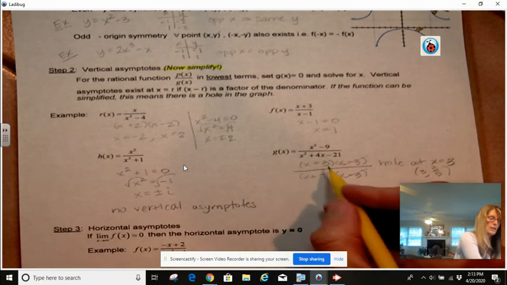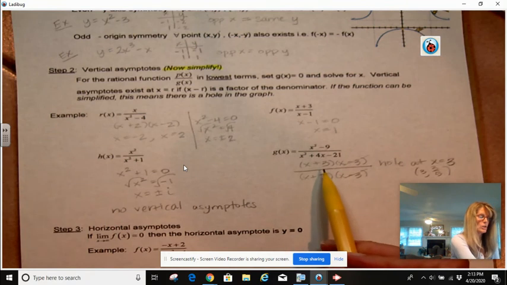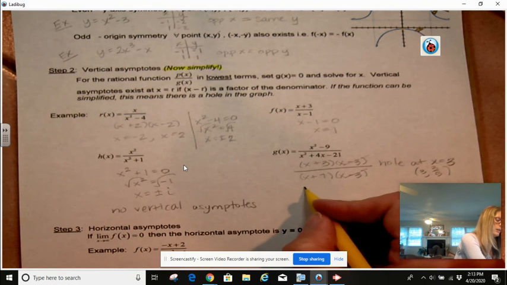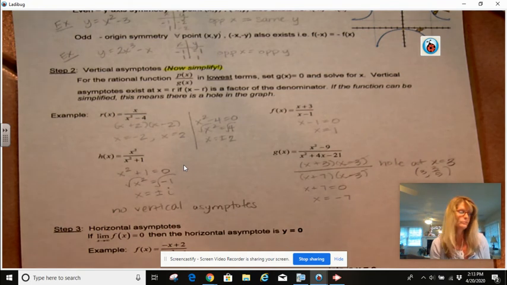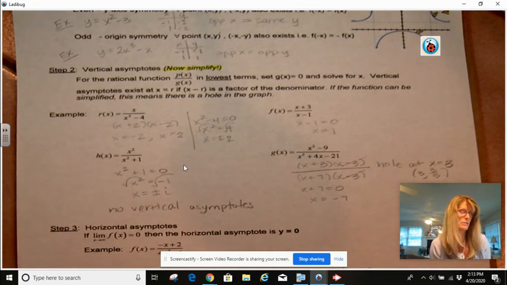And all other steps with the function would just be based on x plus 3 over x plus 7. And I would just set x plus 7 equal to 0 to get the one vertical asymptote at x equals -7. All vertical asymptotes and holes should be drawn in your graph.